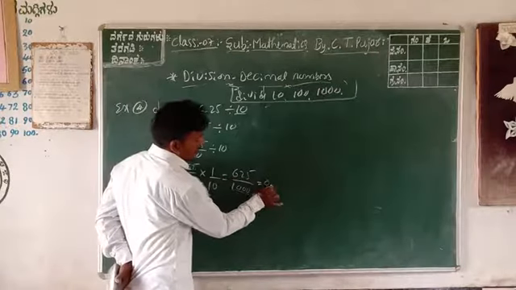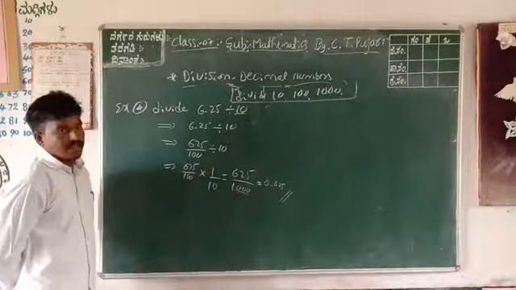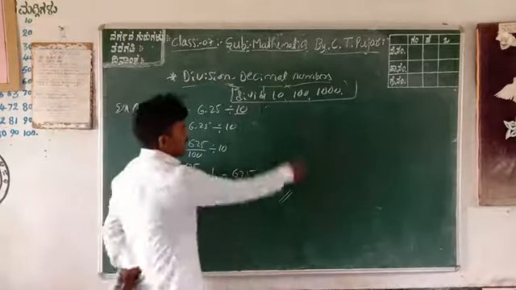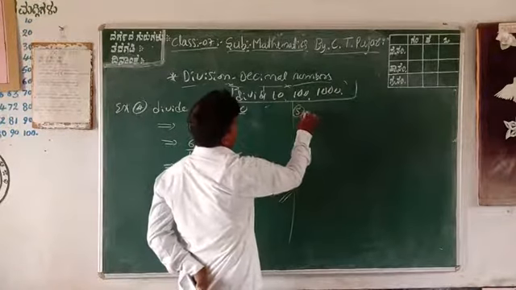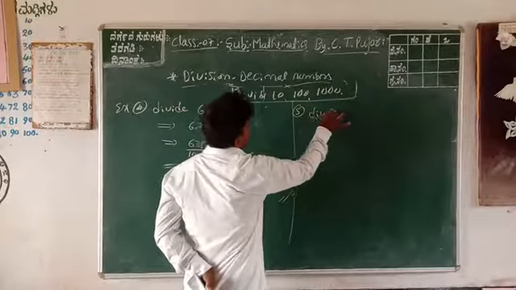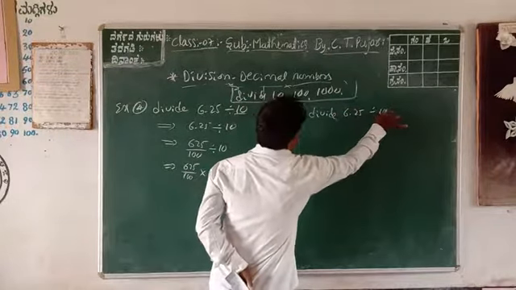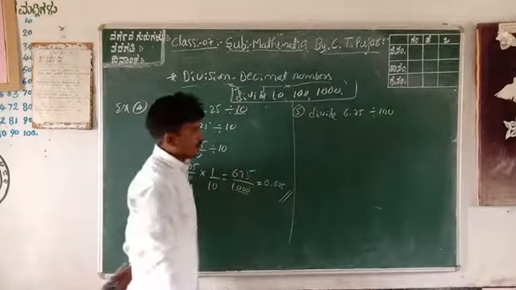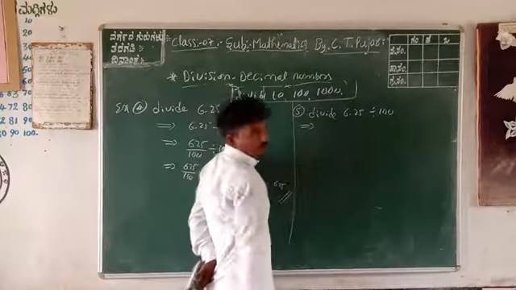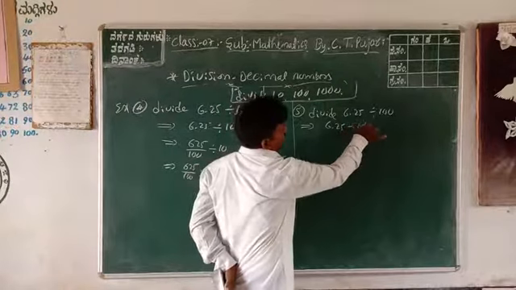The answer is 0.625. This is your answer. What about the next one? Again, the same number divided. Example number 5. Divide 6.25 by 100. In the last one 10 was there; in this one 100 is there. Therefore, the solution is again the same as it is: 6.25 divided by 100.